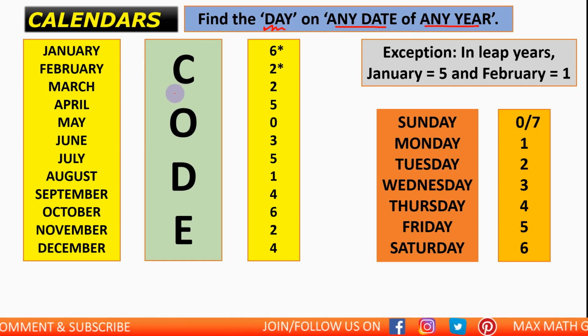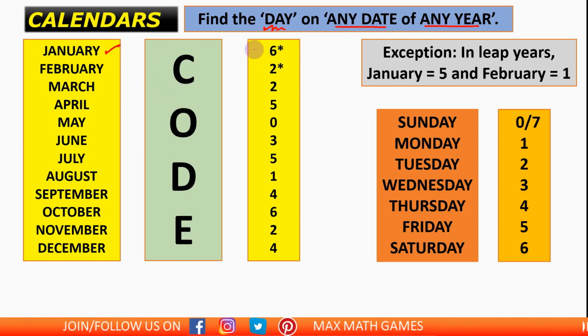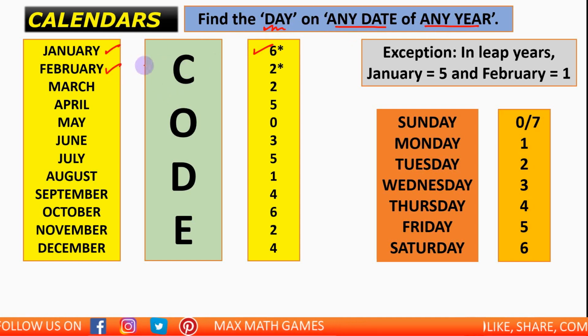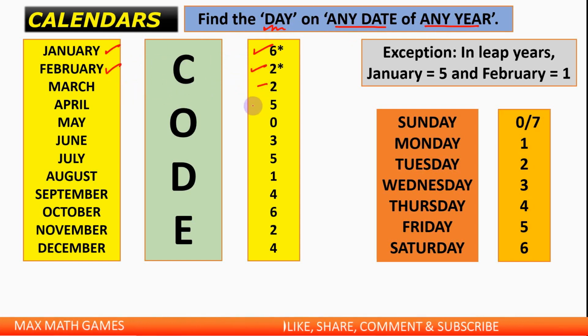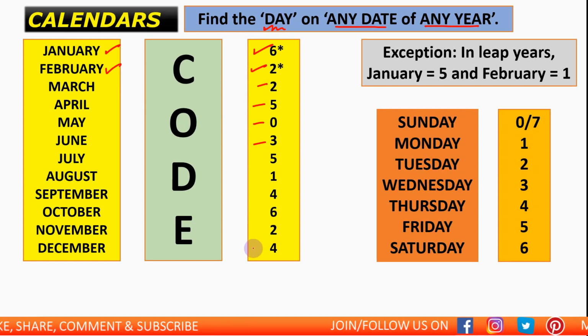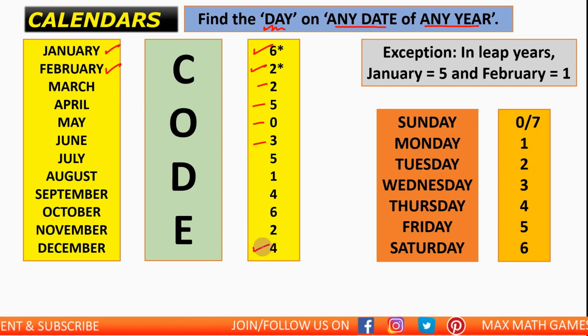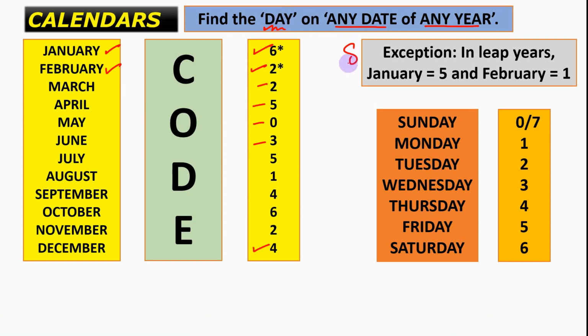Okay, and for that we need to remember a code: January is equal to 6, February is equal to 2, March is equal to 2, April 5, May 0, June 3 and so onwards up till December is equal to 4. Okay, and there is an exception to the rule that in leap years January is equal to 5 and February is equal to 1.